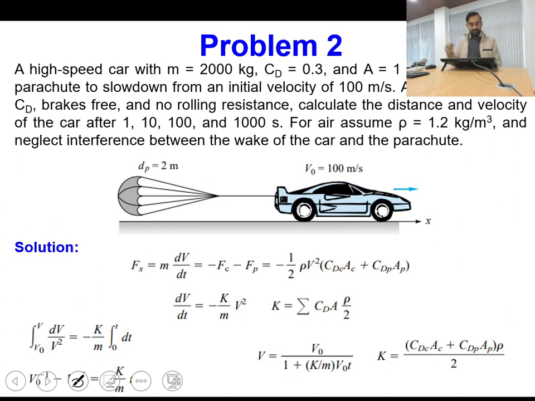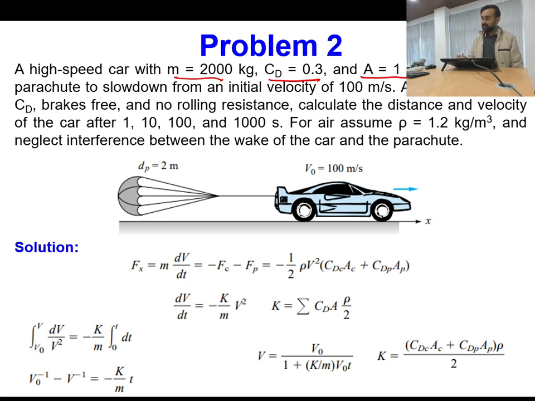Okay, let's talk about problem number 2. In problem number 2, we have a high-speed car with its mass equal to 200 kg, and for the car the drag coefficient is given, which is 0.3, and corresponding to this drag coefficient the effective area of the car is 1 meter square. This deploys a 2 meter parachute, so it has a parachute of diameter equal to 2 meters, to slow down from an initial velocity of 100 meters per second.